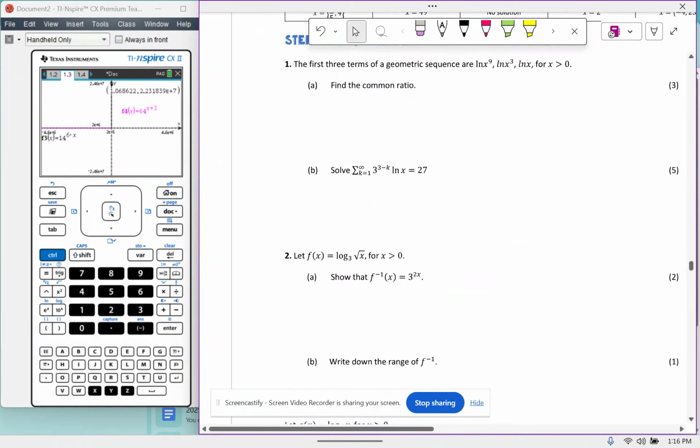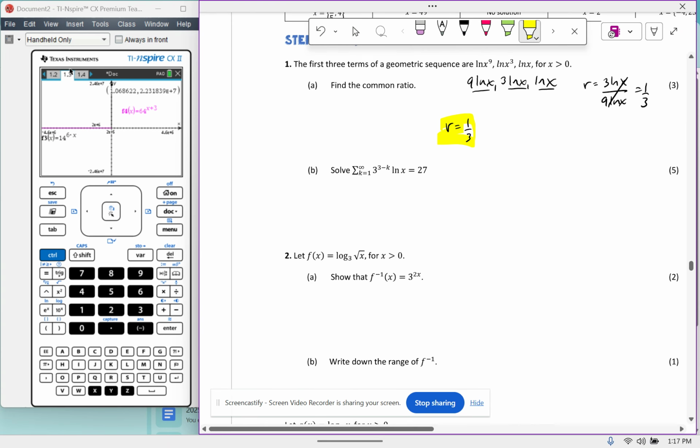Okay. So I got the first 3 terms of a geometric sequence are the ln of x to the 9th, the ln of x to the 3rd, the ln of x, for x greater than 0. Find the common ratio. As is in this current structure, is it obvious what we are multiplying by to get to the next term? I don't know. I'd probably drop the exponents down just to see what the multiplier out front would end up being, right? I'm going to rewrite this as 9 ln of x, 3 ln of x, ln of x, right? And now if I wanted to find the ratio, it's always second over first. And it's 1/3. So r is 1/3.